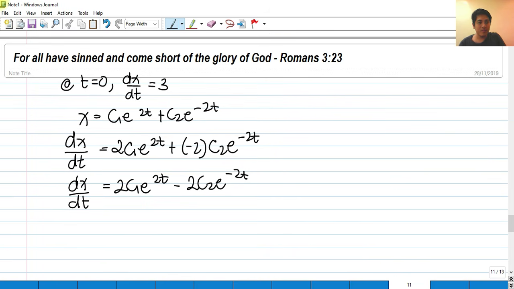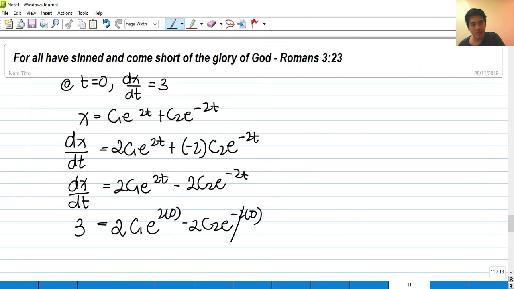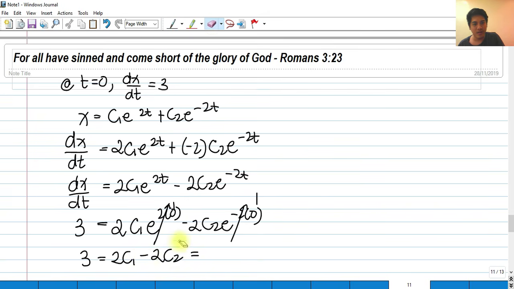Take note that when t is equal to 0, dx over dt is 3. So we have 3 is equal to 2 c sub 1 e raised to 2 times 0, because time is equal to 0, minus 2 c sub 2 e raised to negative 2 times 0. This simply becomes 1. So we have 3 is equal to 2 c sub 1 minus 2 c sub 2. Okay, so this is simply our second equation.